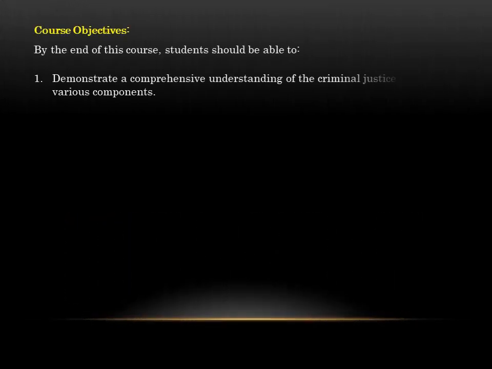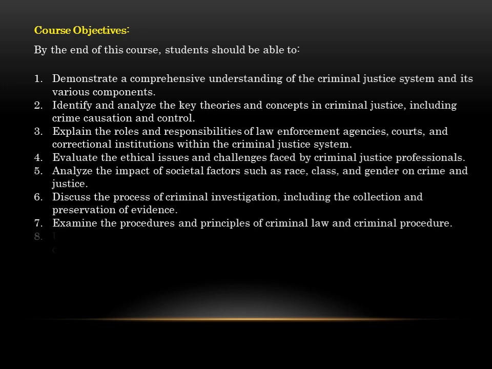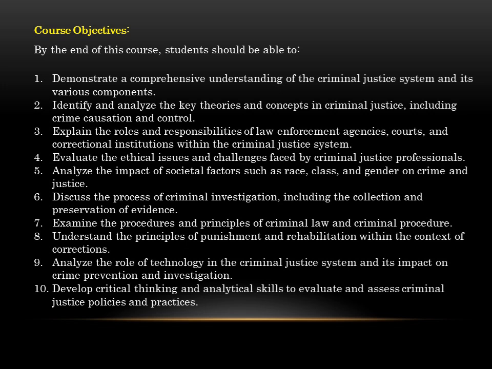Course Objectives. By the end of this course, students should be able to demonstrate a comprehensive understanding of the criminal justice system and its various components. Identify and analyze the key theories and concepts in criminal justice, including crime causation and control. Explain the roles and responsibilities of law enforcement agencies, courts, and correctional institutions within the criminal justice system. Evaluate the ethical issues and challenges faced by criminal justice professionals. Analyze the impact of societal factors such as race, class, and gender on crime and justice.